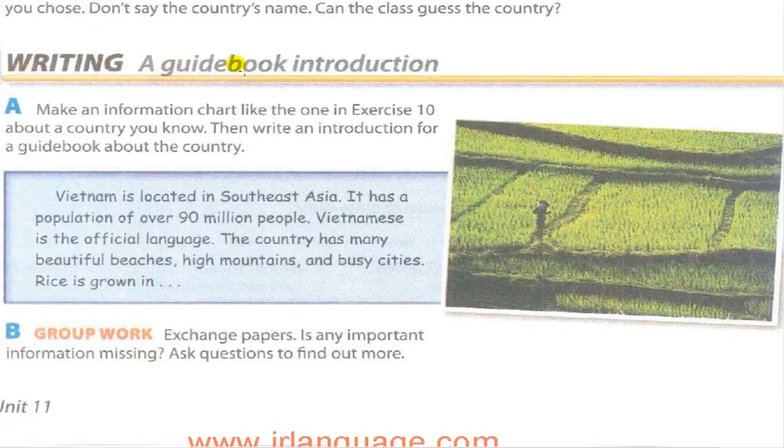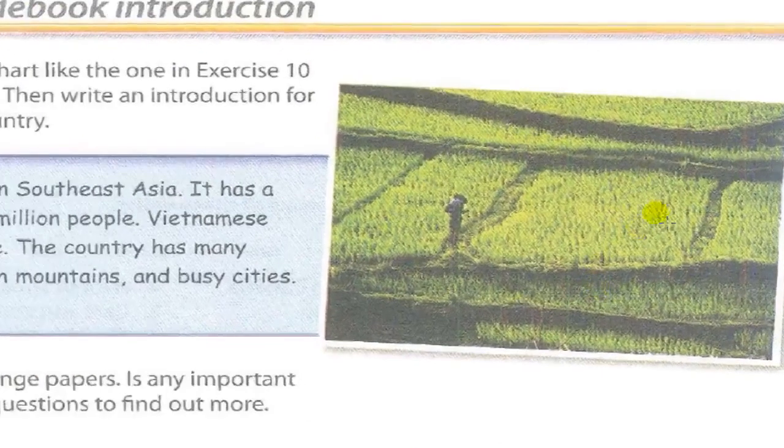12. Writing a guidebook introduction. Look at the picture here. What do you see? Someone, and we have here green areas. This is like a field. Maybe he is a farmer.